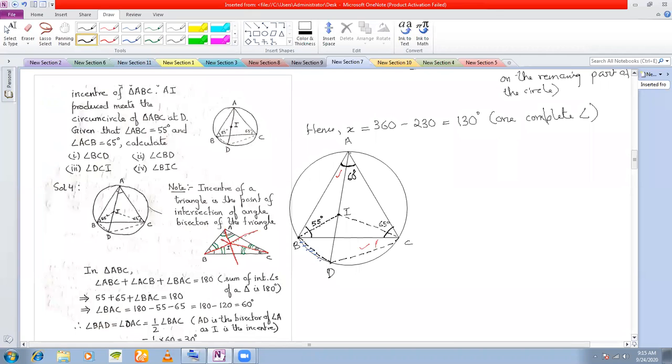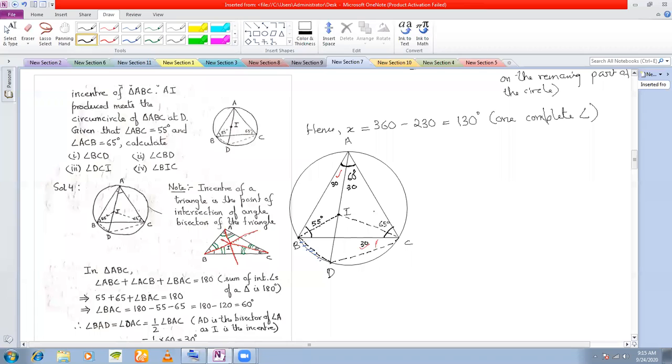So if I is the in center, then AD must be the angle bisector of angle A. So this must be 30 and this must be 30. And if you see the ticked angle that I have given here, there are two angles that are ticked. The angles on the same segment I already mentioned. That means if this is 30, this must also be 30. So that is how you find out angle BCD.